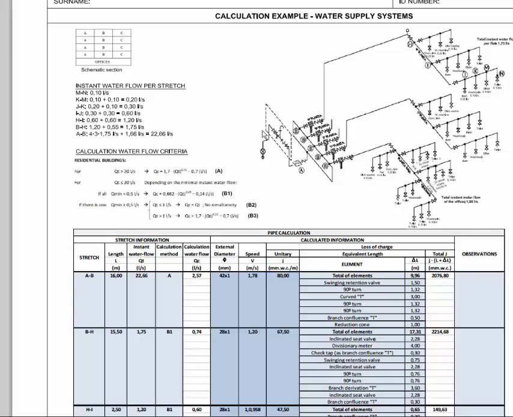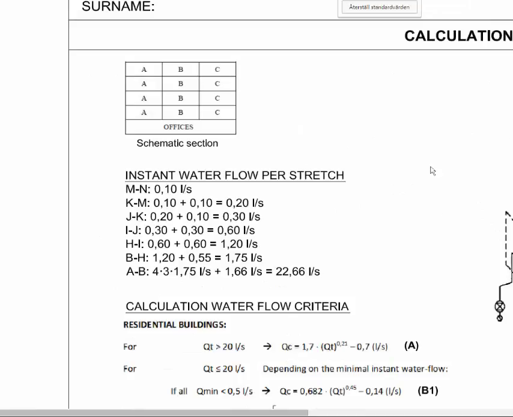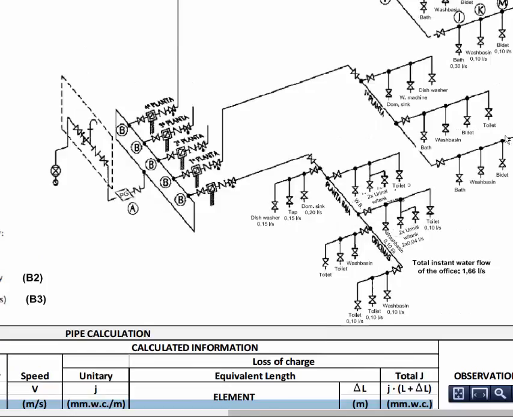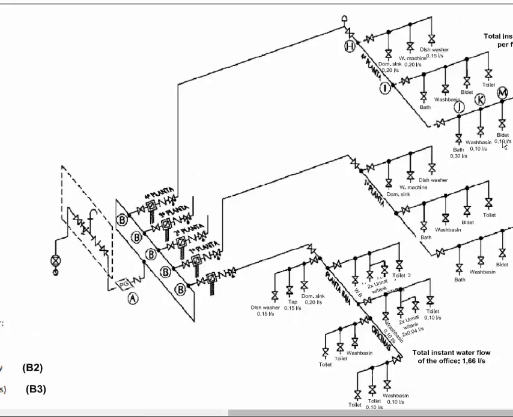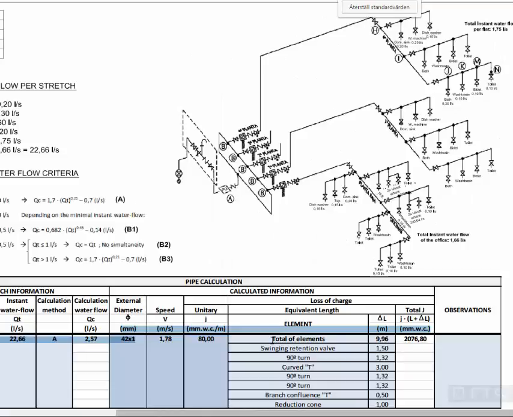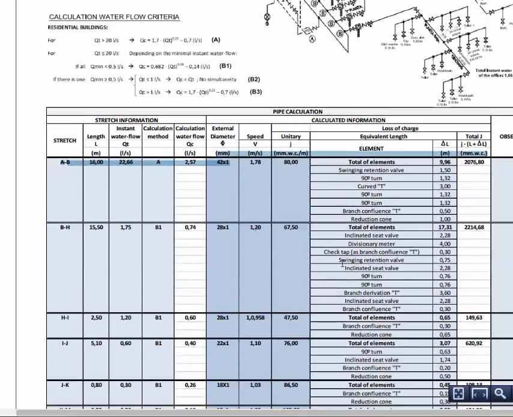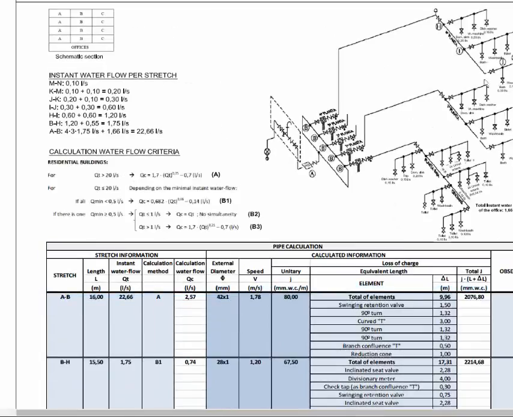Okay, so how you do this calculation is, maybe it looks difficult, but it's not very difficult. So what you do is you take the paths, and then each different bath or wash basin has a different instant water flow, and that's 0.3 for bath, 1.1 for basin. Then you sum all these together.